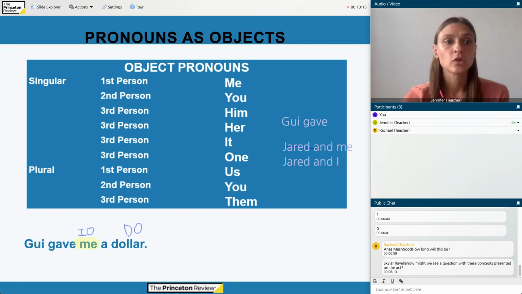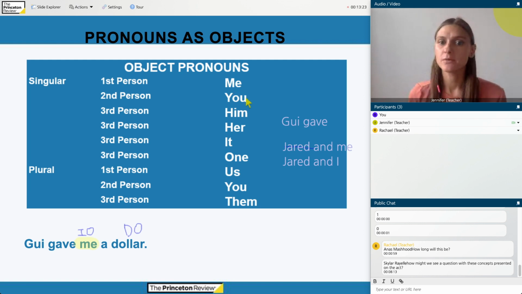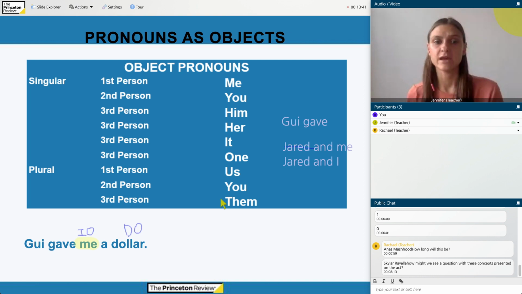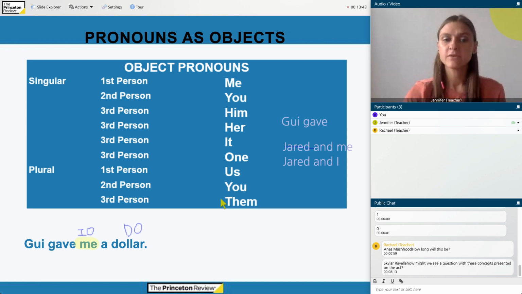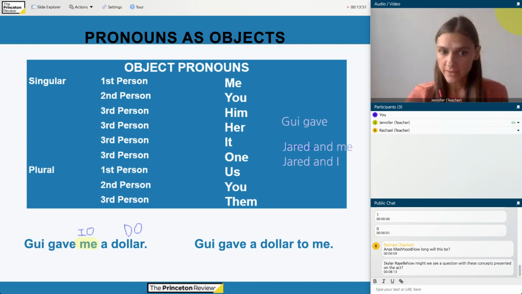Basically, you want to make sure that you know which ones are your object pronouns and what objects do. So me, you, him, her, it, one, us, you, them. These things are always receiving something. The subject forms would be I, you, he, she, it, one, we, you, and they. Remember, the subjects do the action and the objects receive the action. We have the Guy gave me $1 sentence, and we could also switch the wording around and say Guy gave $1 to me. It's the same thing.